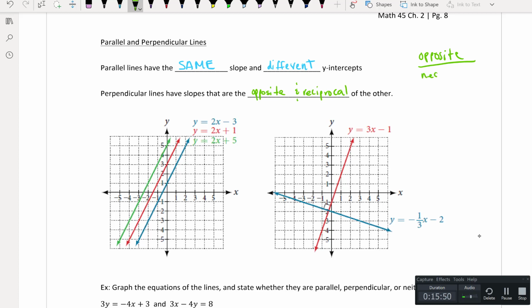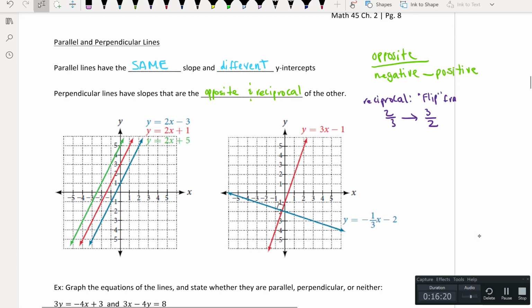So if I'm thinking about my definition, opposite means it's either negative, and the opposite would be positive. The reciprocal means you kind of flip the fraction. So if I were to have 2/3, my reciprocal would be 3/2. So you can think of it as the flip of the fraction. In case you guys needed that little reminder, okay?